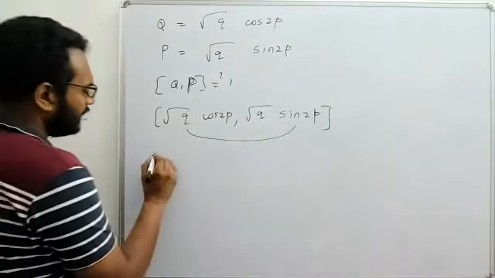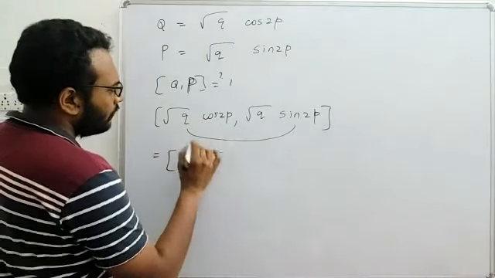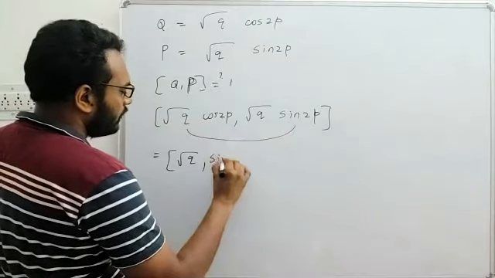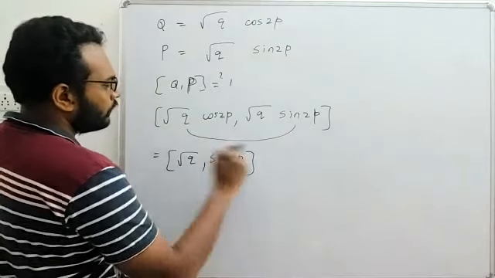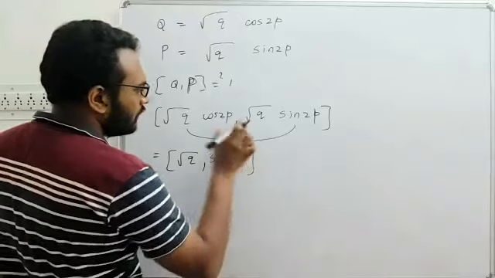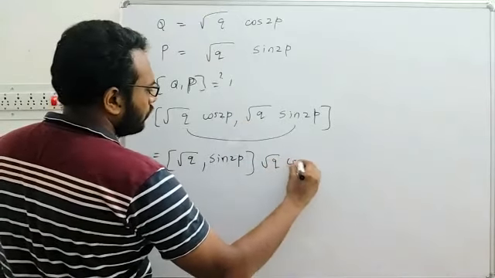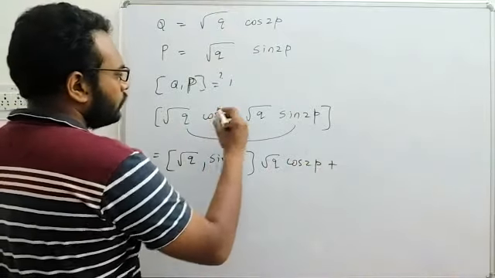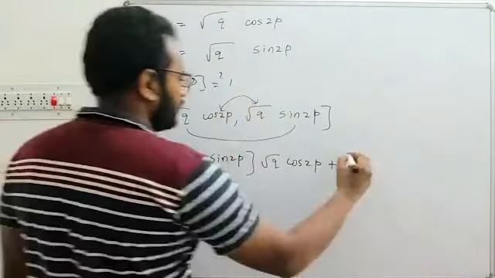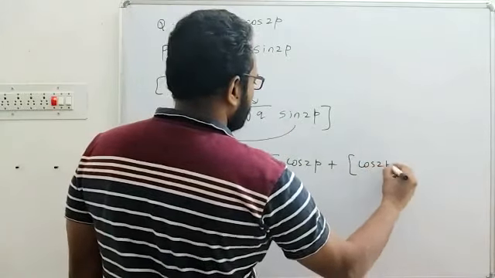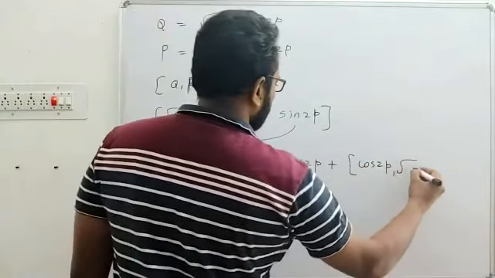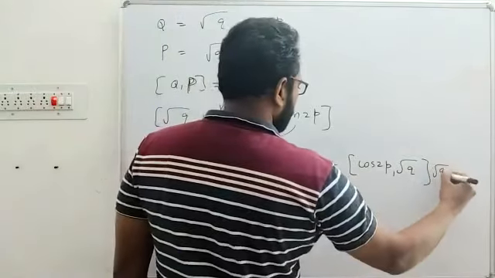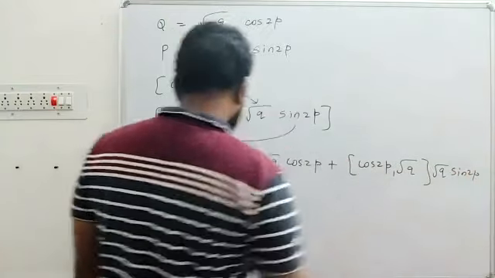So you can take this as equal to, we'll take only those non-zero combinations: square root of q comma sine 2p, and you have got square root of q cos 2p outside, plus cos 2p with square root of q, multiplied by square root of q sine 2p. Is this equal to 1?